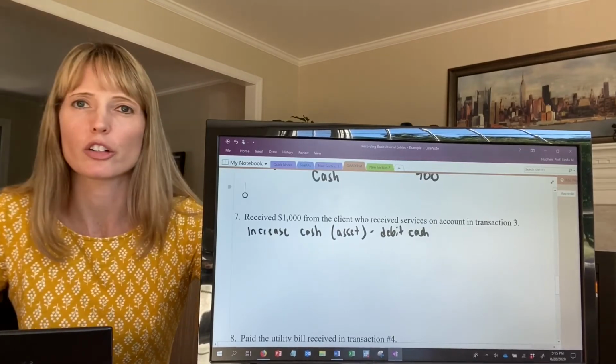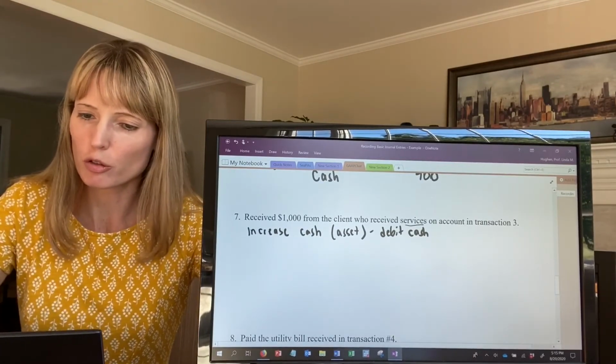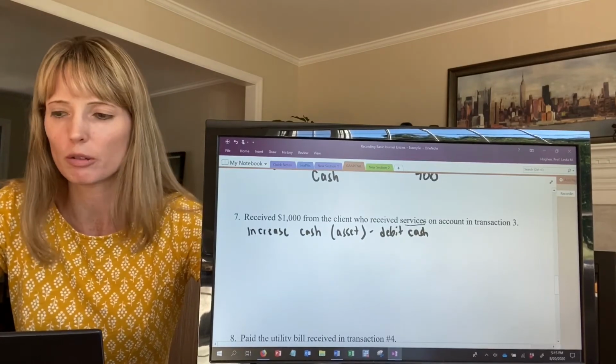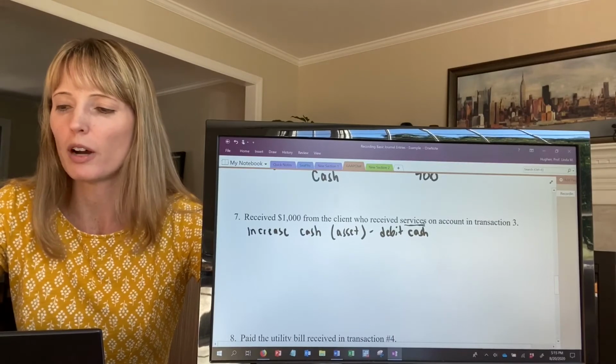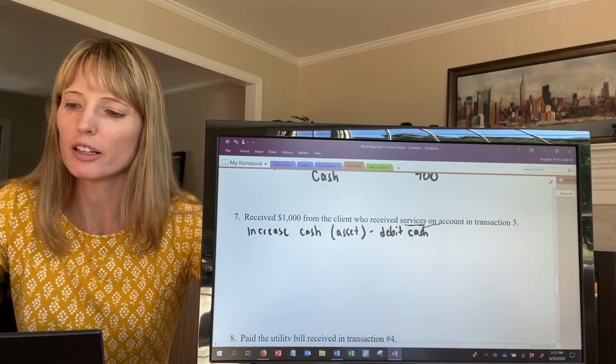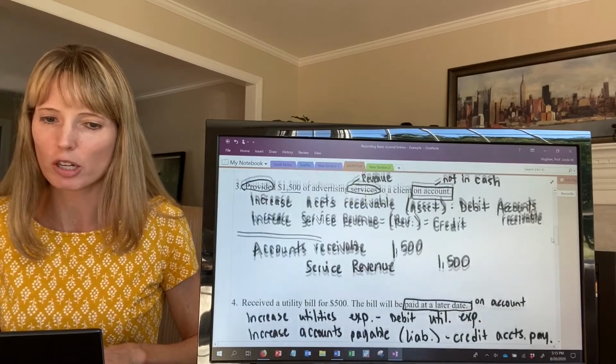But what's the other side of this transaction? It talks about services from a customer. So is it revenue? The answer to that is no. Those services were provided earlier. They were provided on account, and it says up in transaction 3. So let's scroll up to transaction 3.